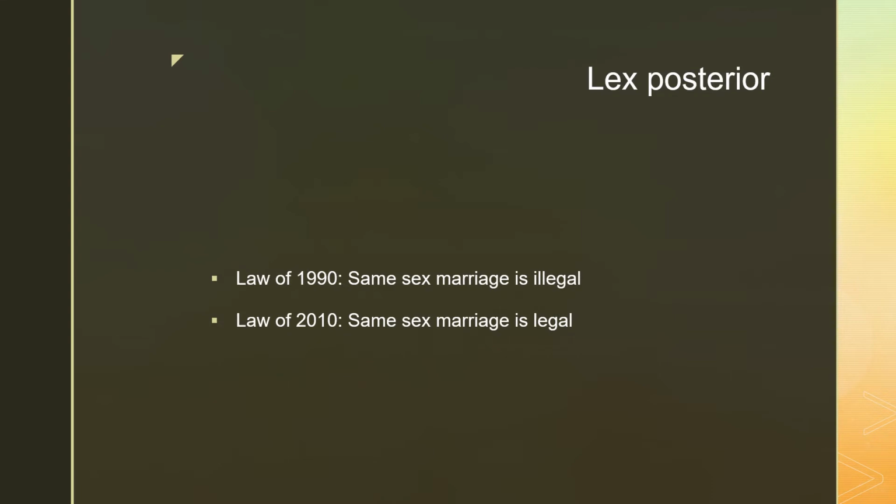Lex posterior simply states that if you have two rules with the same authority or the same rank, the later one applies. So for example, if same-sex marriage was declared illegal in 1990, but was declared legal afterwards in 2010, the rule of 2010 as the later rule is the one that has to prevail.